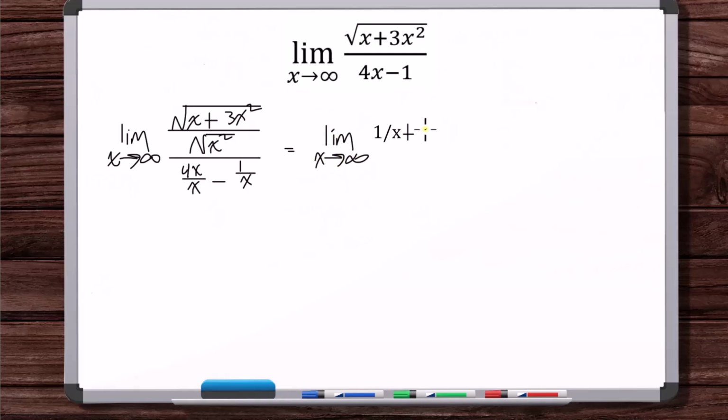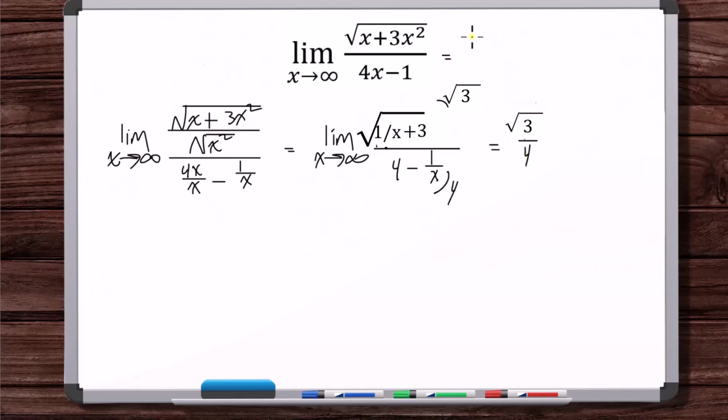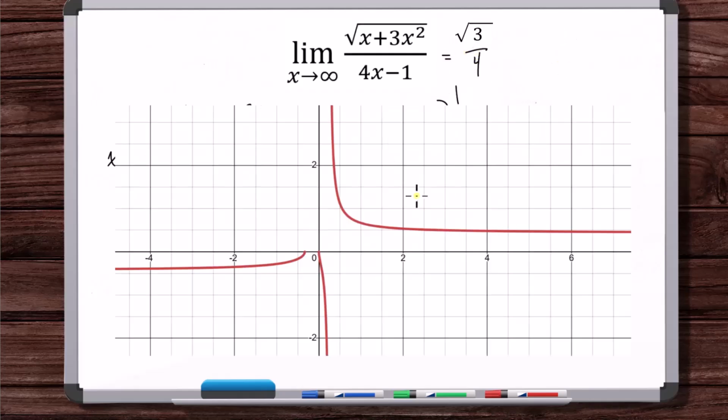So now we've got 1 plus 3, and then 4 minus. So as x goes to infinity, the numerator goes to 1 and the denominator goes to 4. So this is equal to 1/4. And there we go. As x goes to infinity, the function approaches the horizontal line y is equal to 1/4.